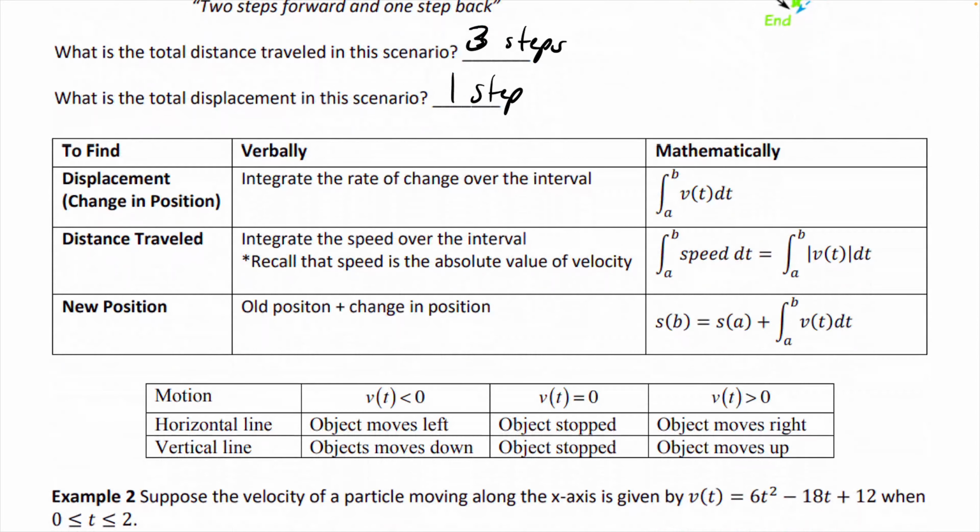How do we do it mathematically? If we were looking for displacement, change in position, where you were then versus where you are now, we're going to integrate the rate of change. So you're going to find the area from A to B for the velocity, the first derivative. If you're looking for total distance traveled, that's a little bit different. That's the integral for speed. Well, speed is the absolute value. So that's where they're a little bit different.